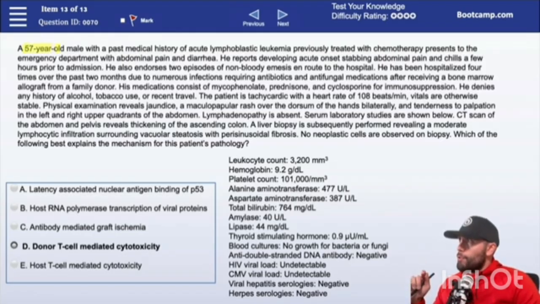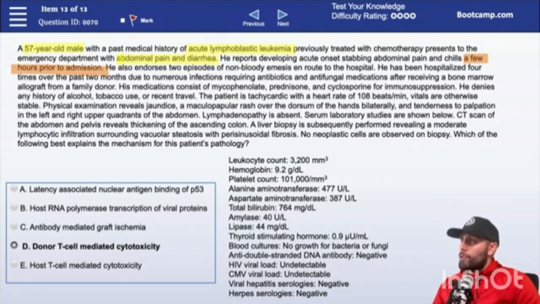So we have a 57-year-old male with past medical history of acute lymphoblastic leukemia, previously treated with chemotherapy, presents to the emergency department with abdominal pain and diarrhea. He reports developing acute onset stabbing abdominal pain and chills a few hours prior to admission. This is pretty interesting. So he has chills, stabbing abdominal pain, but this all started, I think this is the key point actually here, a few hours prior to admission. So we're just going to note that.